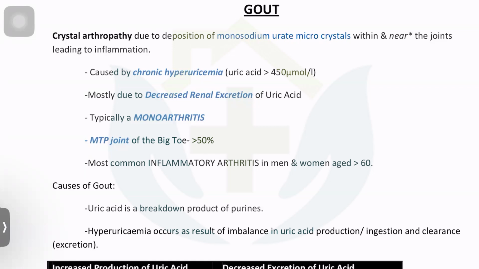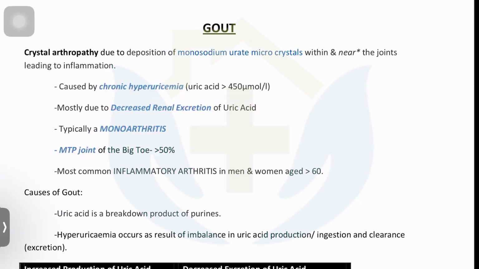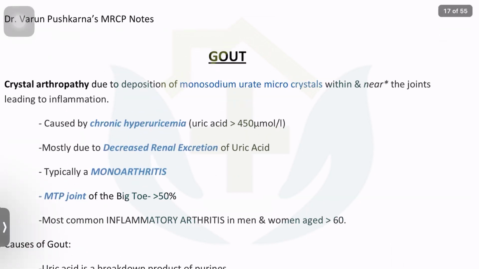In some scenarios, it is usually asked as monoarthritis. So usually it is classified under monoarthritis and crystalloarthropathy. So gout is a crystalloarthropathy due to deposition of monosodium urate microcrystals within or near the joints. So it's not necessary that it should be inside the joint, it can be near the joints as well.